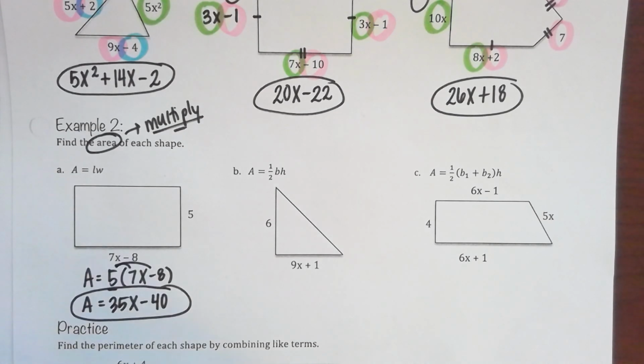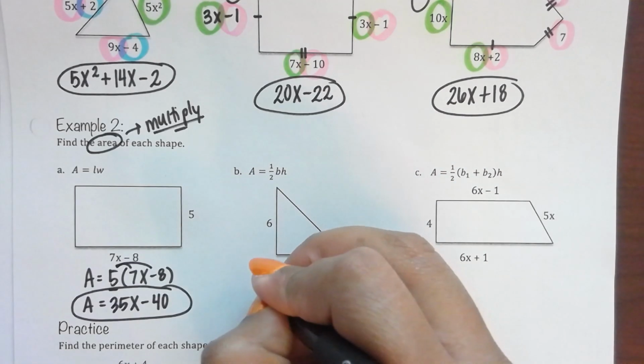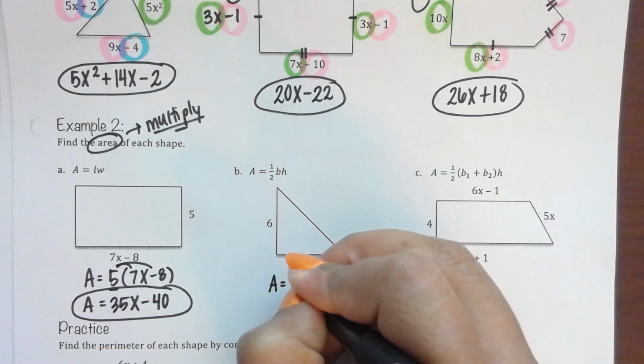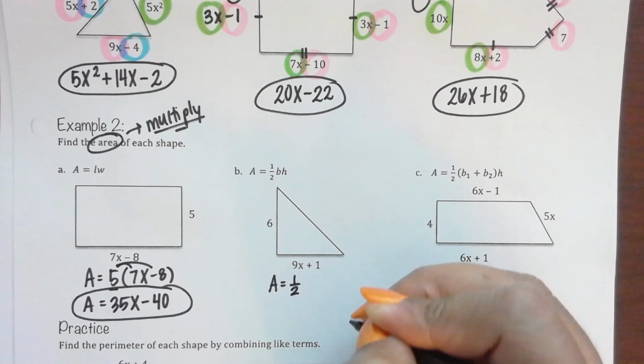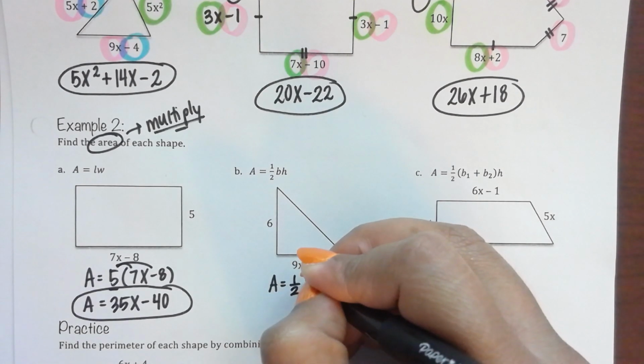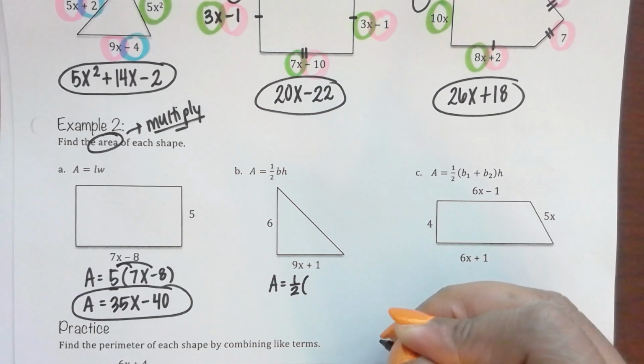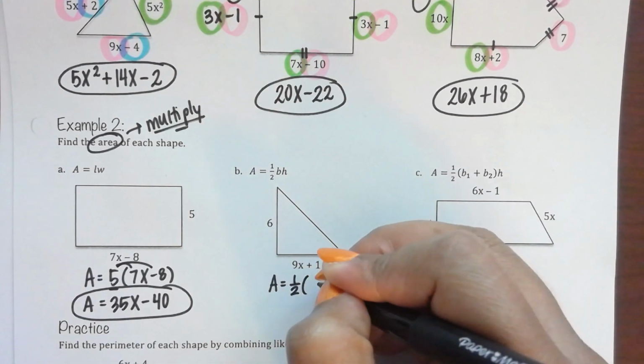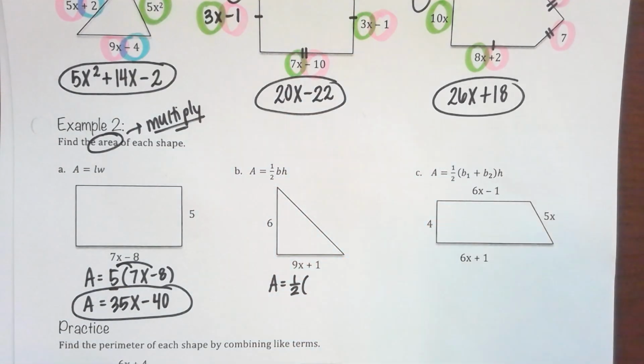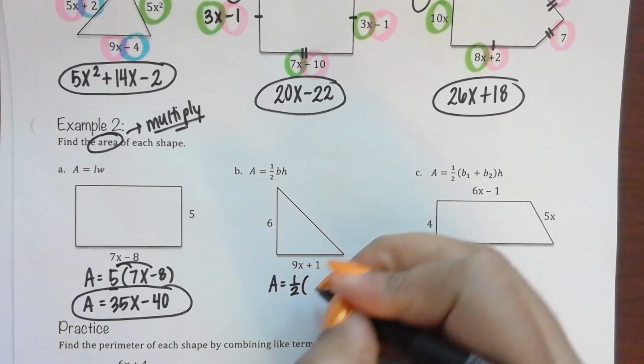B, the area of a triangle is written as A equals 1/2 the base times the height. So how would I rewrite this? A equals 1/2, parentheses, 9x plus 1. Which one's the base? To be the base of something, it's the what of the shape? Bottom of the shape. What's the bottom of the shape? 9x plus 1. There you go.